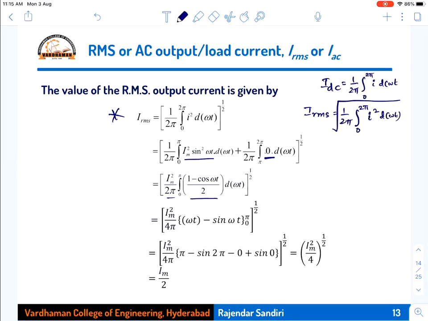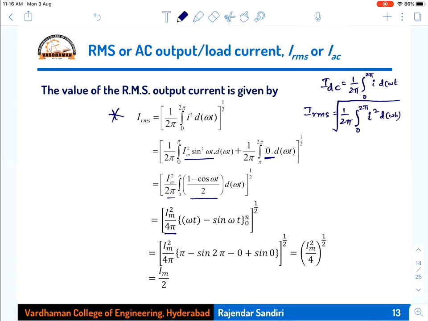Now, before integrating, take the denominator 2 outside because it is a constant, so it becomes Im square by 4 pi integral of 1 minus cos omega t. The integral of 1 d omega t is omega t, and the integral of cos omega t is sine omega t. So omega t minus sine omega t with integral limits 0 to pi, and whole power of 1 by 2 again, that is common.